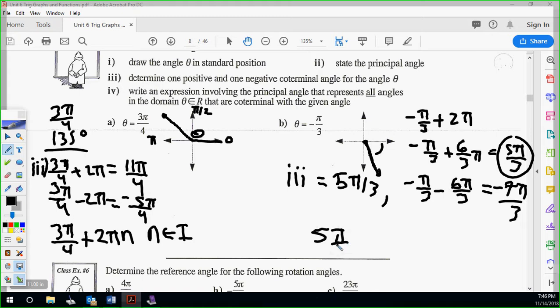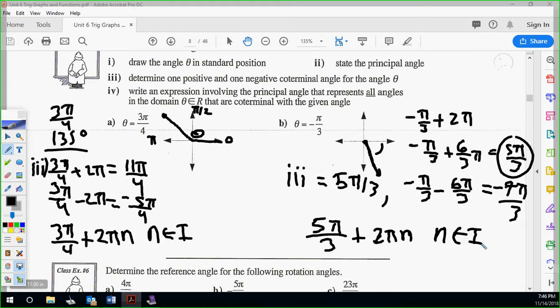Yeah, just want to write it a little bit different. Let's make that a little cleaner. Okay, so we want 5 pi over 3 plus 2 pi n, and then n is all integers.